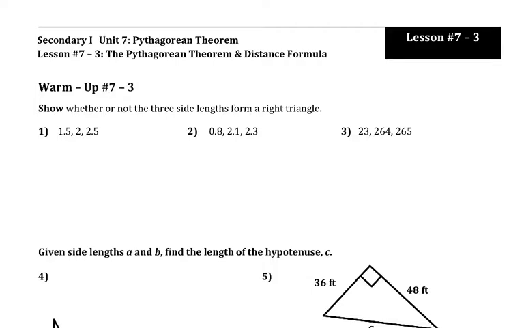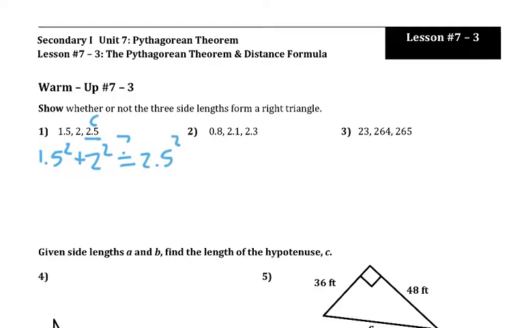So the first thing we want to do is identify the hypotenuse, which is always the longest length. So in this case, it will be the 2.5. So this is C. Then we're going to substitute it into the Pythagorean theorem equation, which is 1.5 squared plus 2 squared. And we're going to see, this is a question, if that is equal to 2.5 squared.